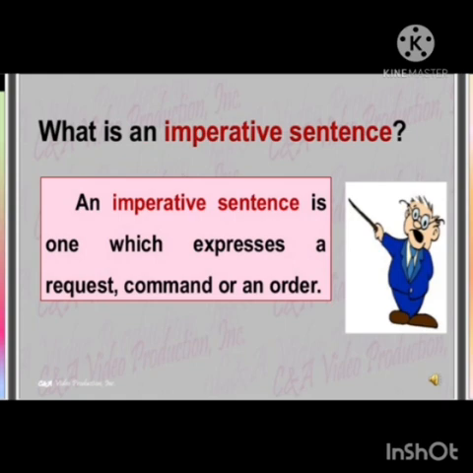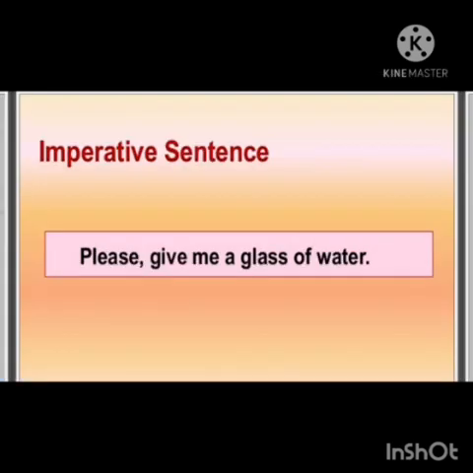So what is an imperative sentence? An imperative sentence is one which expresses a request, command, or an order. Let's see this. Please give me a glass of water. Children, it's an imperative sentence. Why? Because it expresses request.